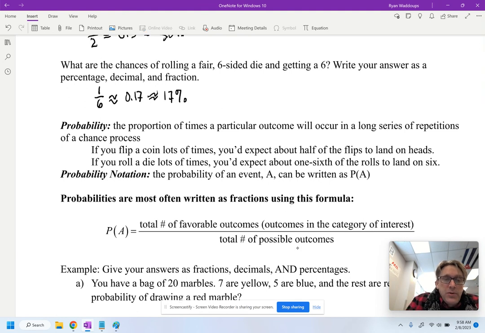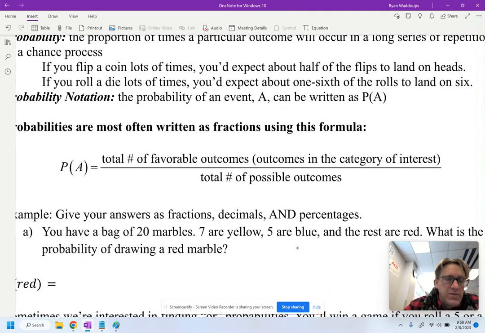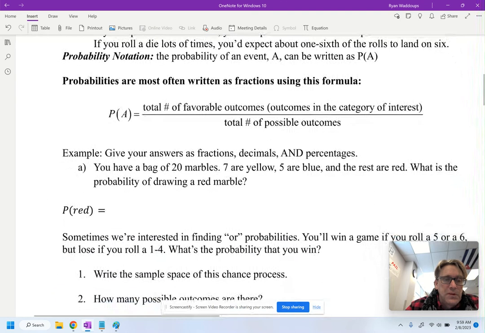In probability notation, the probability of an event A can be written as P parentheses capital A. That's the probability of A happening. It's just a faster way of writing the probability of a given event. Probabilities are most often written as fractions using this formula. The probability of A is equal to the total number of favorable outcomes, the outcomes in the category of interest, divided by the total number of possible outcomes.